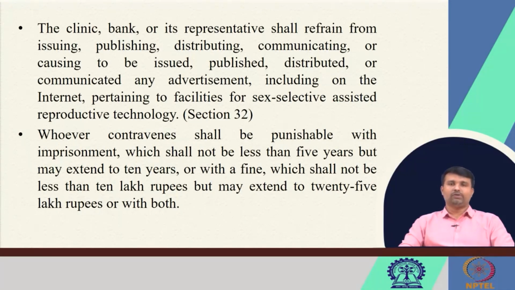So, the ART Act of 2021 specifically prohibits clinics, banks or its representative from publishing, distributing or communicating any advertisement showing that the clinic is engaged in sex selective assisted reproductive technology. Whoever contravenes this provision shall be punishable with imprisonment, which shall not be less than 5 years, but may extend to 10 years, and with fine which shall not be less than 10 lakh rupees and which may extend to 25 lakh rupees. So, as you can see, sex selection or identification is considered as a serious crime which is punishable with imprisonment and fine.